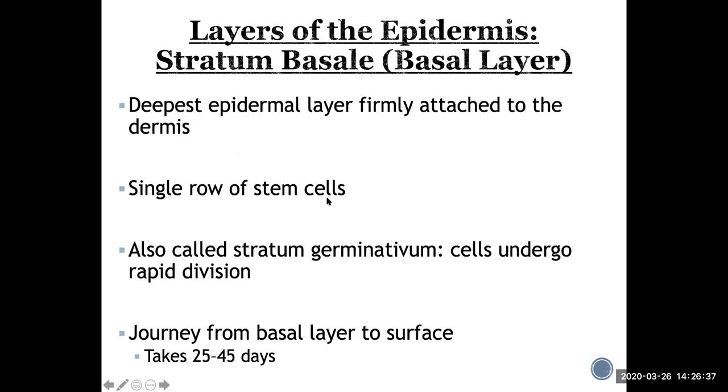It is a single row of stem cells, right? So these are the stem cells of your skin. They are actively dividing, and then they differentiate into either skin cells that are going to end up moving more superficially and become the cells of the stratum corneum eventually, or they may become melanocytes or dendritic cells, helper cells. This is also called the stratum germinatum. Don't worry about that. But that's just because there's lots of germination happening, right? Lots and lots of rapid division.